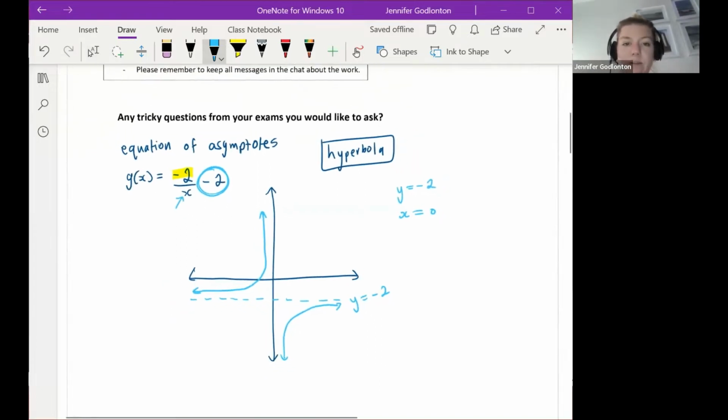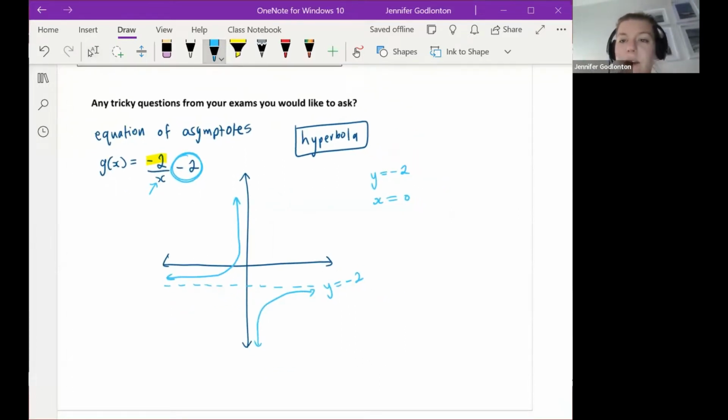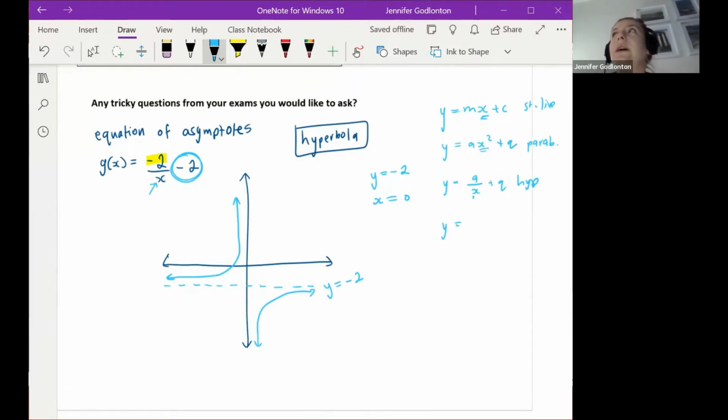We knew it was a hyperbola because the x was at the bottom of my fraction. As a little guide to our different equations, we have y equals mx plus c. That's our straight line, with just a single x. Then we have y is equal to ax squared plus q. We've got an x squared, so that's our parabola. If we have y is equal to a over x plus q, that's our hyperbola, so the x is at the bottom. If we have y is equal to a to the power of x plus q, that's our exponential.